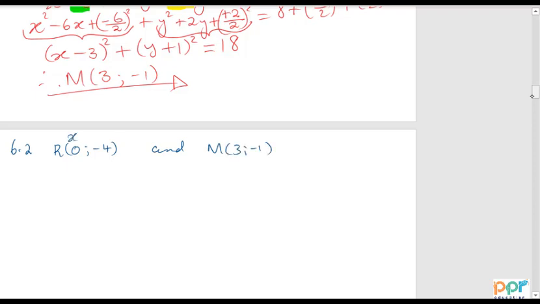So I can name them x1, y1, x2, y2, just to find the gradient of RM or MR. The gradient is change in y over change in x: y2 is -1, y1 is -4, x2 is 3, x1 is 0. Then -1 plus 4 will give me 3.